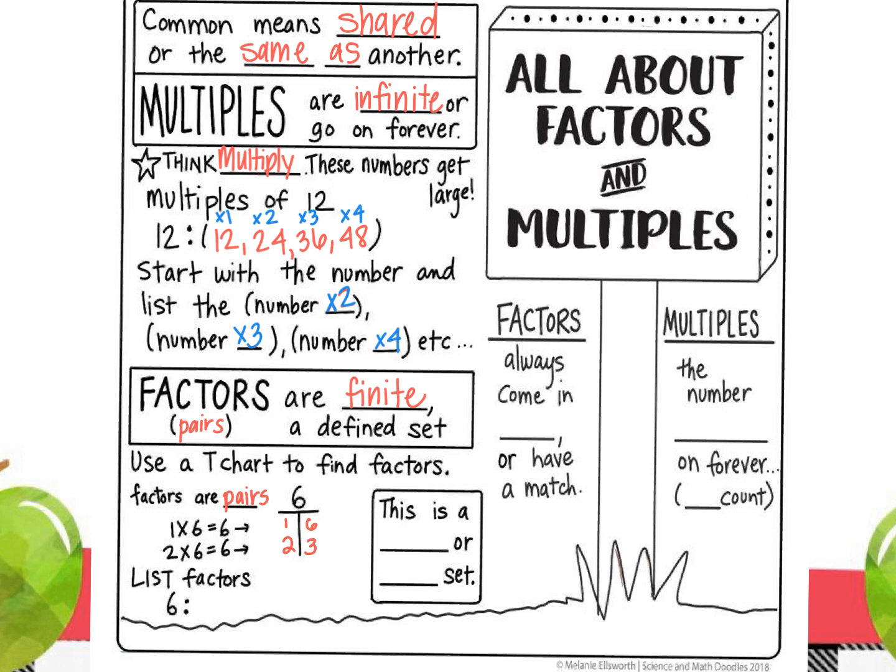Now, if I want to list my factors, a t-chart is one way. Is it the only way? No, because I can also list them. So if I listed out my factors, I could put them in order 1, 2, 3, 6. I call that the rainbow method. Why? Because I pair them up. 1 and 6, 2 and 3. If I had more factors, it would continue to make another rainbow arch. Okay, so I call it the rainbow method, list method.